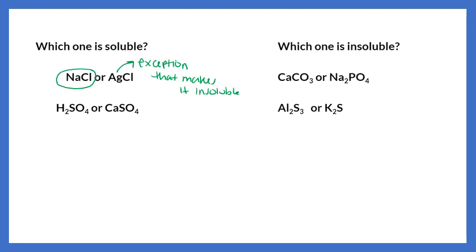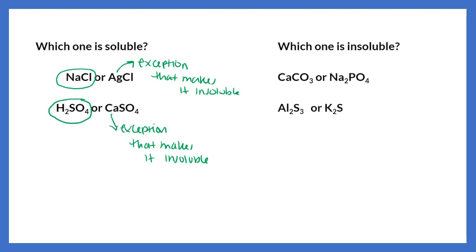Okay, which one is soluble? H2SO4 or CaSO4. So sulfuric acid, and calcium sulfate. So let's see. Sulfates are typically soluble. Here, sulfate's bonded with H, which is not an exception, but here, sulfate is bonded with calcium. Calcium is the exception. That makes it insoluble. So H2SO4 is the soluble one. It will stay as a liquid.